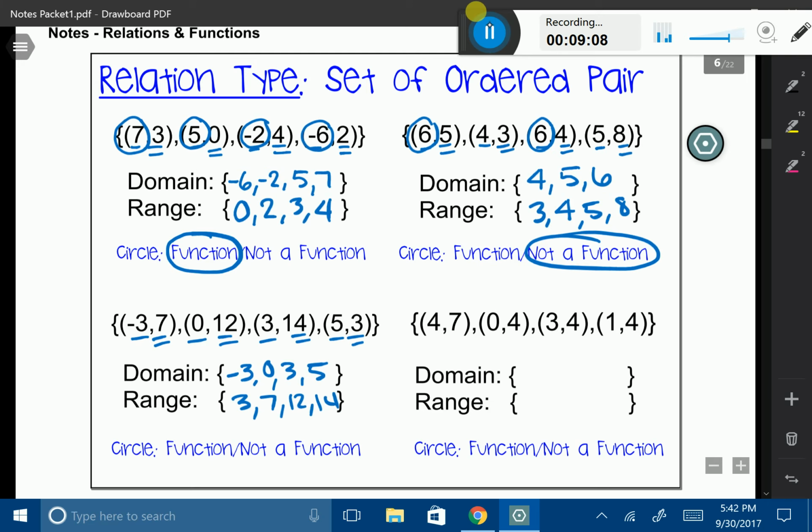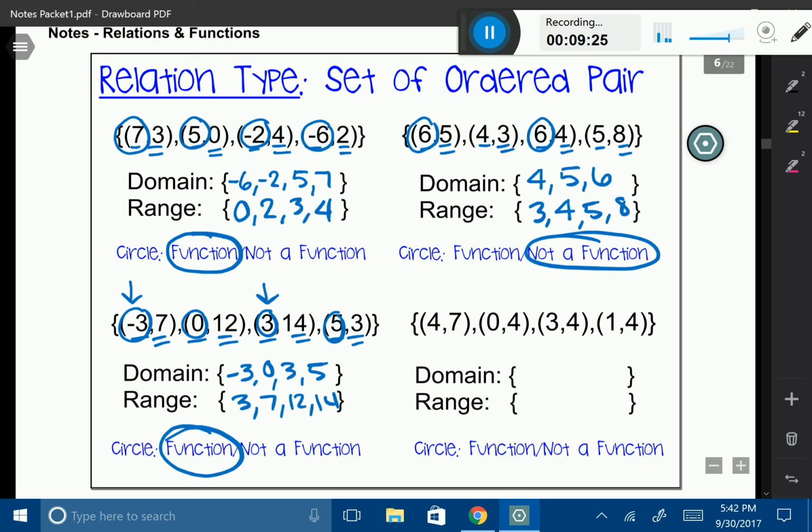And you can see by my x values, I don't have any x values that repeat. Now, I do have a -3 and a 3, but those numbers are not identical. They have to be identical numbers in order to not be a function. So in our case here, this actually is a function.